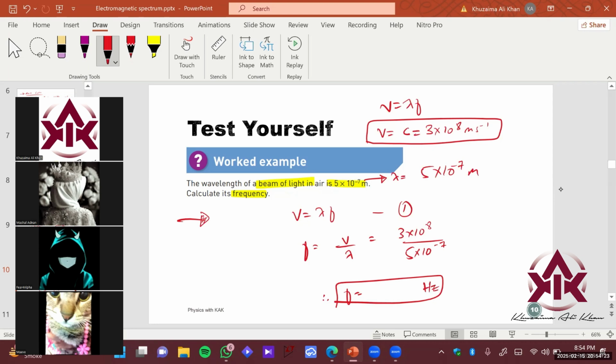Let's say the question is of 3 marks. So this will give you 1 mark. The final answer will give you 1 mark. The remaining steps will give you the remaining 1 mark. So if your answer is wrong but your steps are fine, you will get 2 out of 3. That's how the CBSE gives you marks. So it's 3 exponent 8 divided by 5 exponent minus 7, which gives a value of 6 exponent 14. That matches Mashal's answer, and hopefully everyone's answer is matching over here.